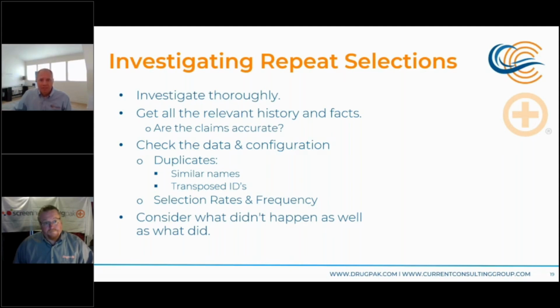And then lastly, consider what didn't happen as well as what did happen. And when you're looking at that, as you're identifying the facts of the situation, you just look for the facts. And as you do those things, it'll help you understand the random process better. You can explain it to your employees better, and you can feel more confident in what truly is taking place.